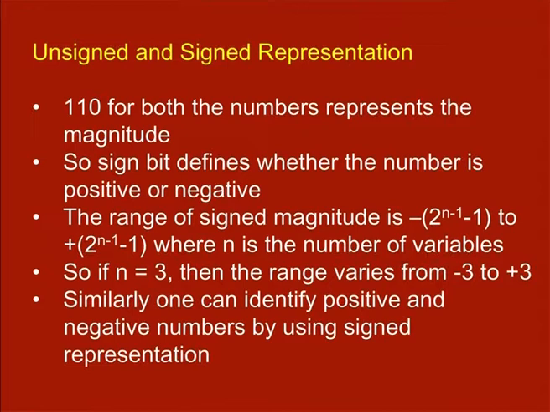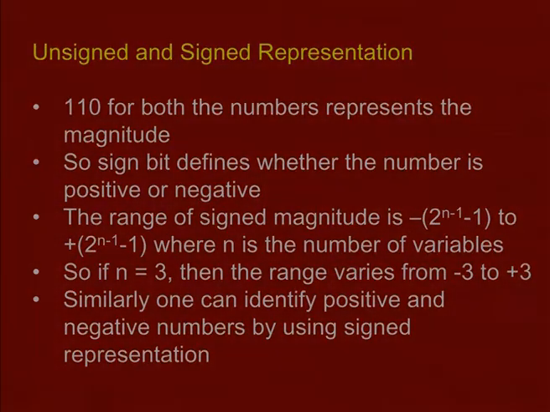Now, the range of signed magnitude is as follows: it starts from minus of 2 to the power of n minus 1, minus 1, to plus 2 to the power of n minus 1, minus 1, where n is the number of bits. So, if we take an example where n is 3, then the range varies from -3 to +3. Similarly, one can identify positive and negative numbers by using sign representation.